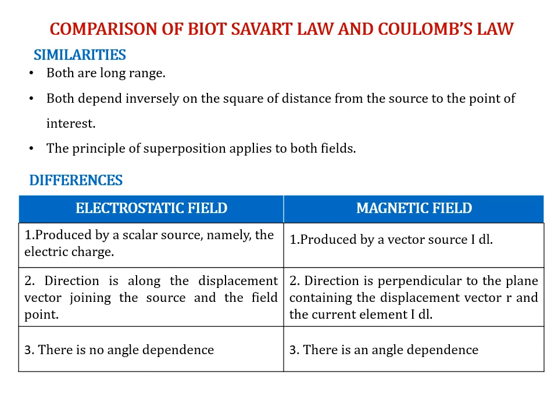So these are some of the points of similarities and dissimilarities between the field produced by Biot-Savart law and the field produced by Coulomb's law. Using Biot-Savart law, we will now derive expression for magnetic field at the center of the loop.